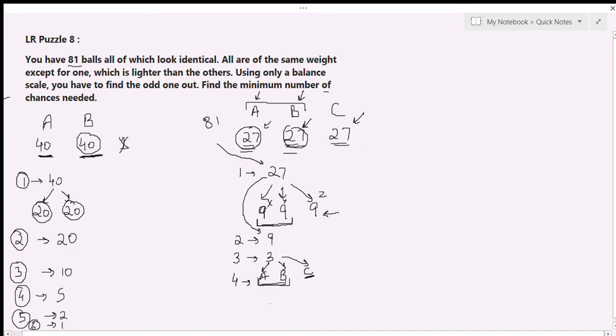So I suppose this is clear to everyone. The minimum number of turns that are required is 4. I hope this is clear.